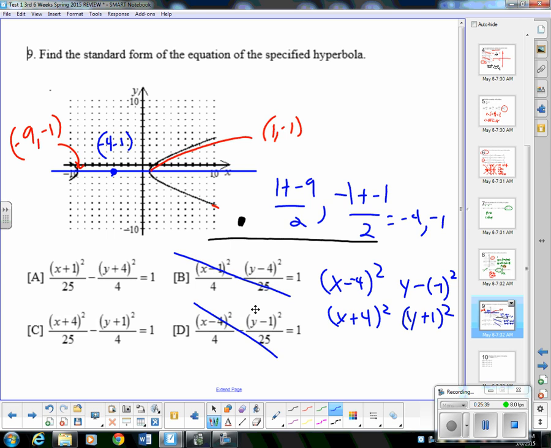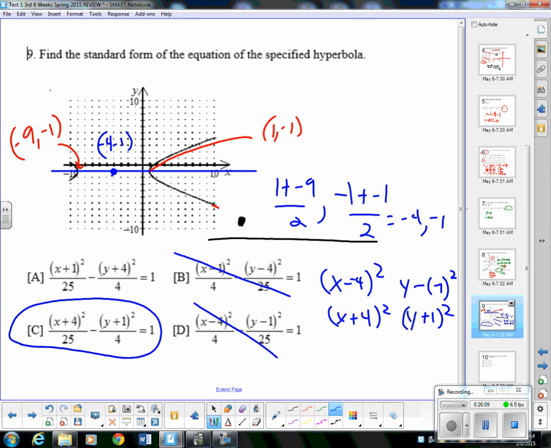Now then, the next thing I want to do is, which is first, the x or the y? Well, that comes from the orientation. We have a horizontal transverse axis, don't we? Which means the x part of things should come first. Unfortunately, that by itself does not rule out one or the other between A and C. So the next thing I look for is, where do I have an x plus 4? The only place I have that is C.